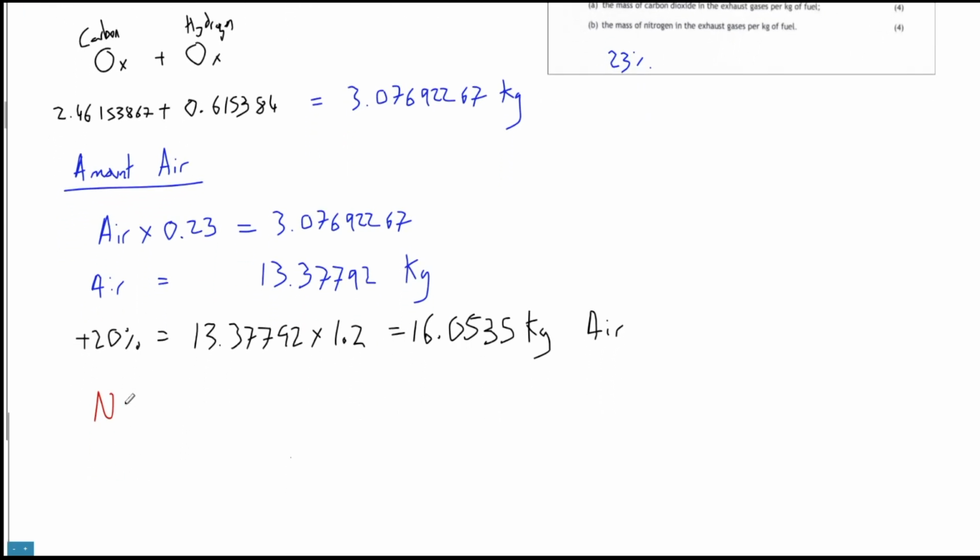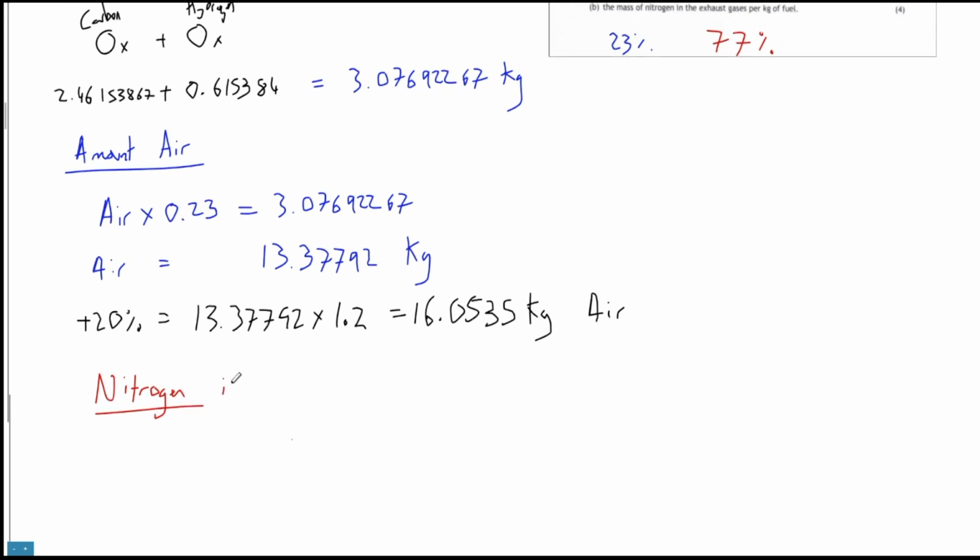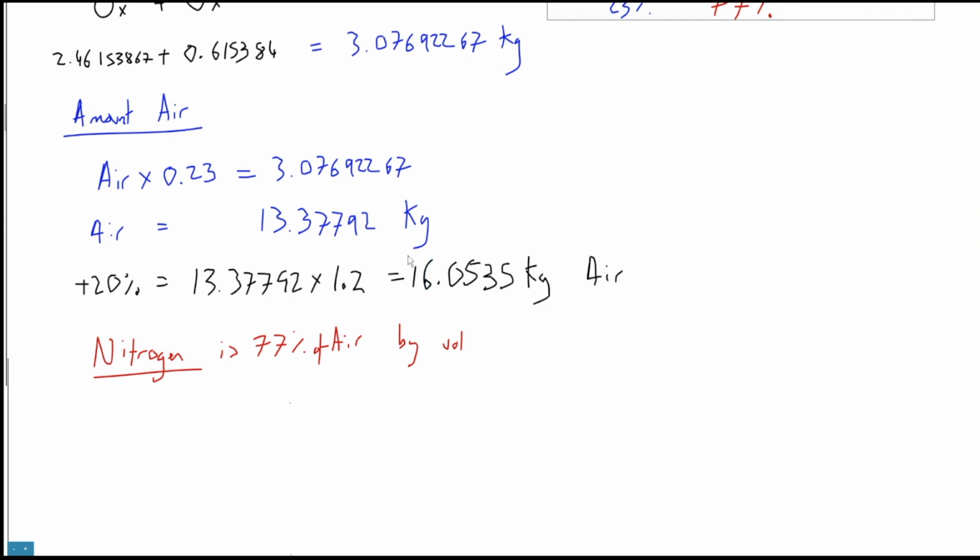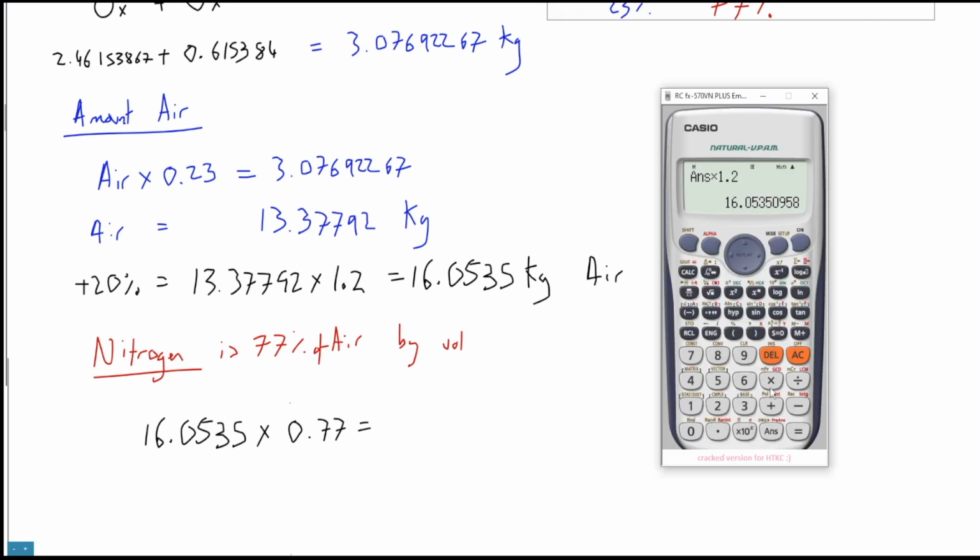Now we're going to go to the nitrogen. Let me move it so you can see it. The nitrogen is 77% of the air. So we just take the amount of air and we multiply it by that 0.77. Nitrogen is 77% of air by volume. So let's take the amount of air required and we just drop it down to 77%. So times it by 0.77 and it should give us the result we're looking for. We've got this number in the calculator still. We can just run it through like this.